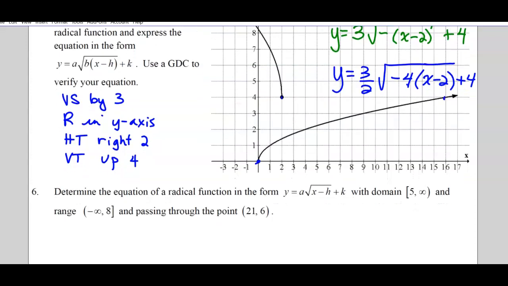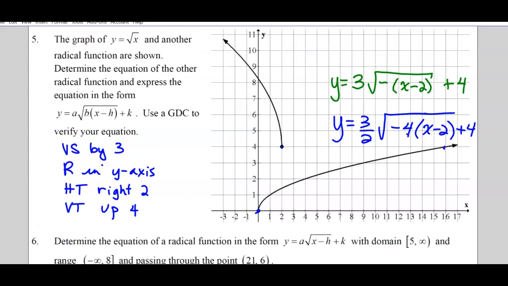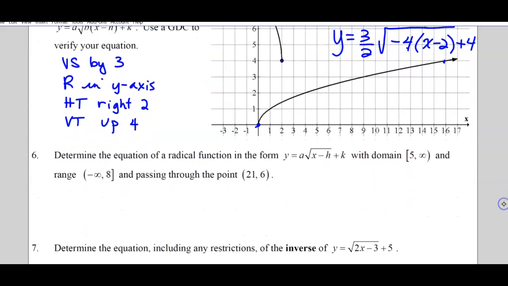Okay, so take a look at this one. It says determine the equation of a radical function in this form. So now you've gotta be careful, right? You can't have a horizontal stretch in this one. So if I said here, say this didn't have a reflection, and I said that wasn't there, right? No B in there, then you would have to do it my way. Actually, yeah, if there was no reflection. So just be aware of what it looks like there.